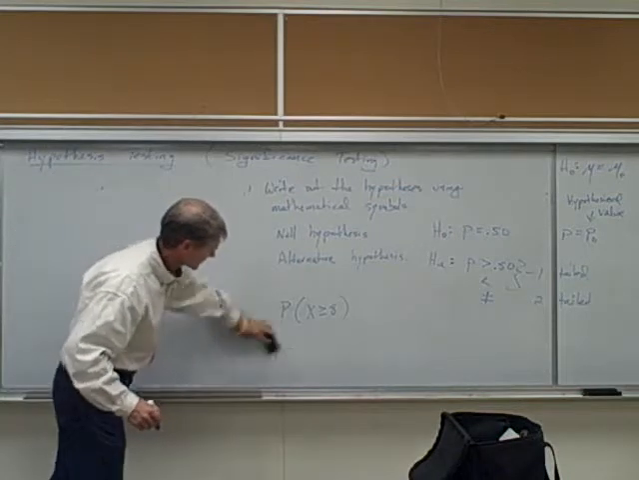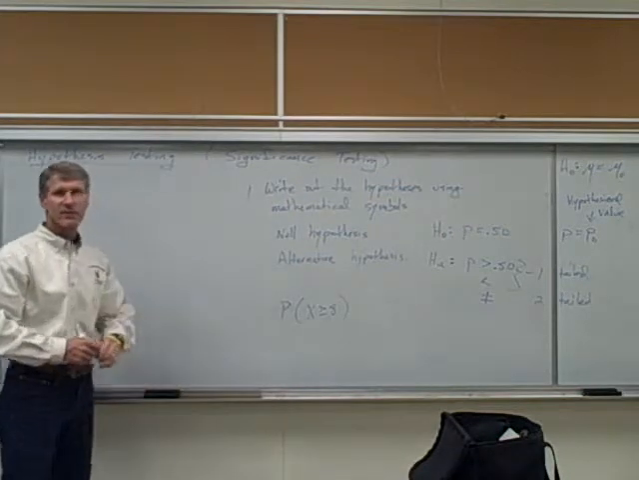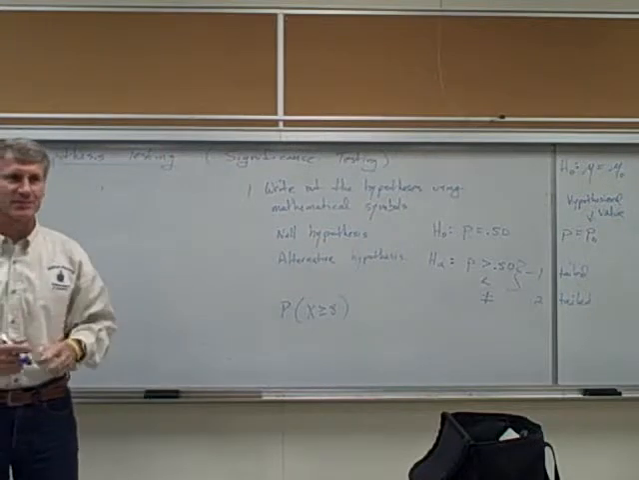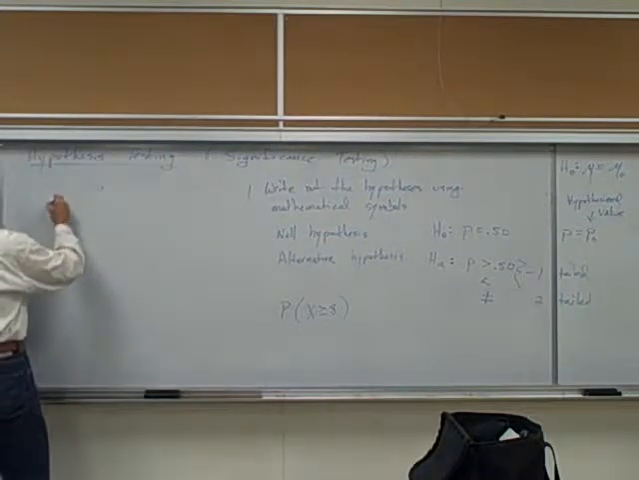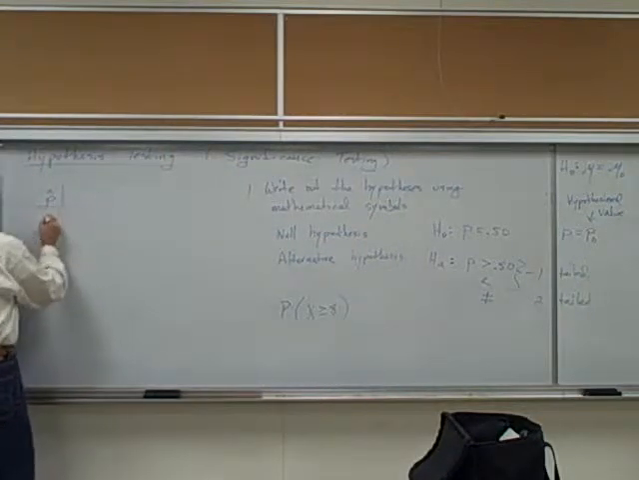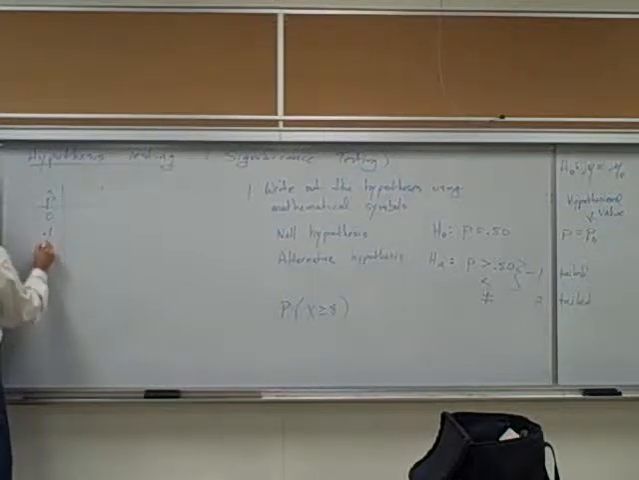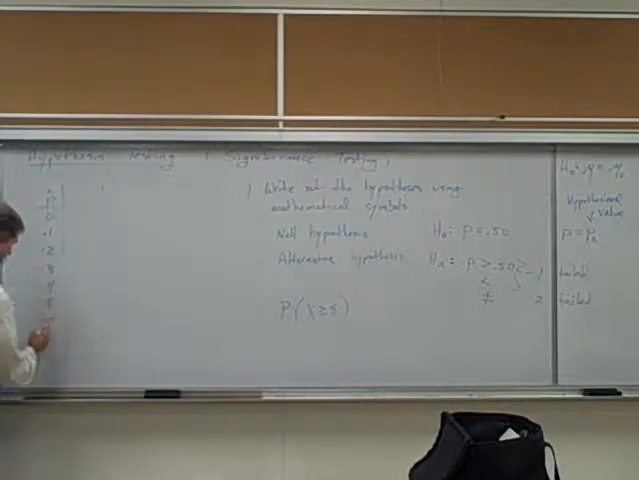Now I'm going to convert your number correct into proportion correct by putting a decimal point in front of it. So the p hat that you could have gotten could have been 0, or 0.1, 0.2, 0.3, 0.4, and so on.